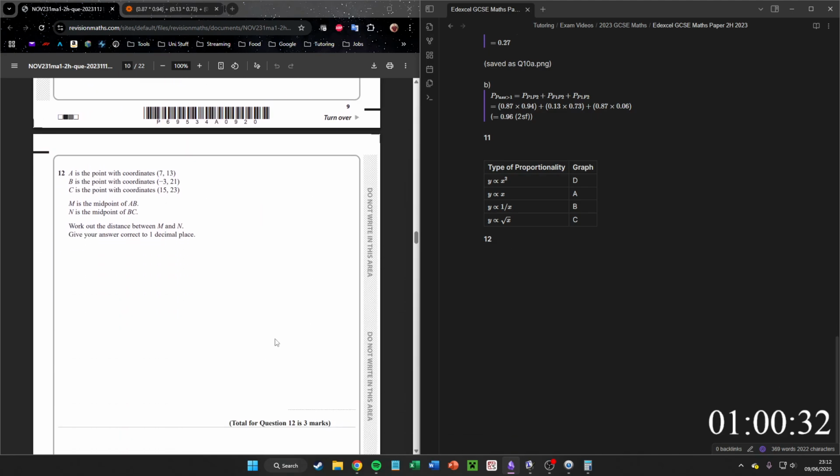So, question 12. A, there we go. A has the coordinates 7, 13. B has the coordinates -3, 21. And C has the coordinates 15, 23. M is the midpoint of AB, and N is the midpoint of BC. Work out the distance between M and N. Give your answer correct to 1 decimal place.